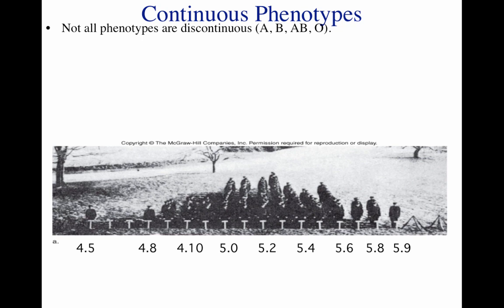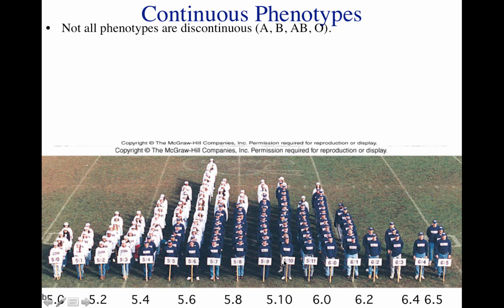This picture is taken from a class picture from some prep school out east. I don't know the name of the school. And it was taken at the early part of the 1900s. And this is the range of their heights from 4.5 to 5.9. And you can see that the average height was between 5.2 in that range. They then took the picture again in the early 2000s. And you can see that you still have a range, but the average height is between 5.6 and 6.